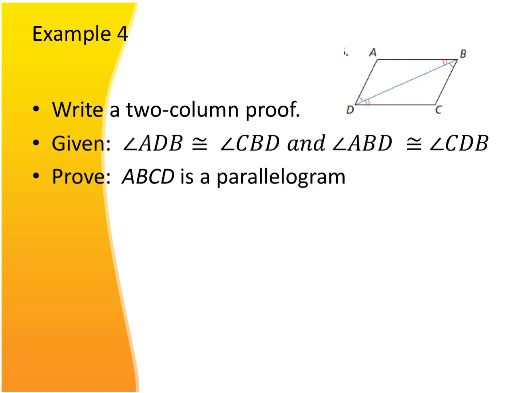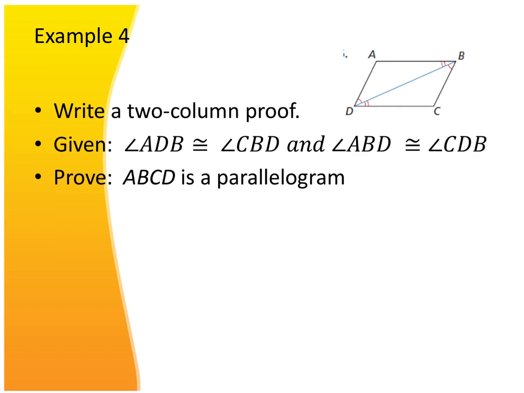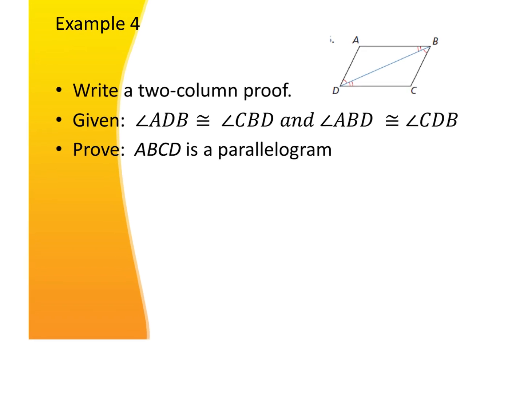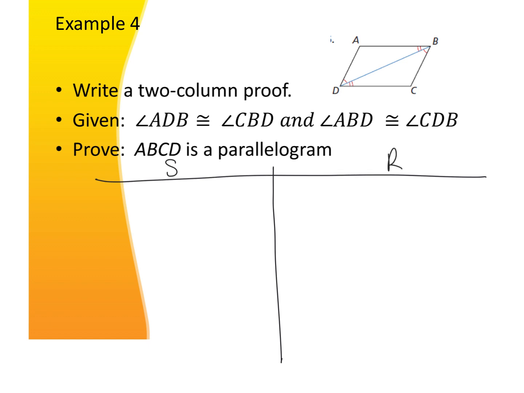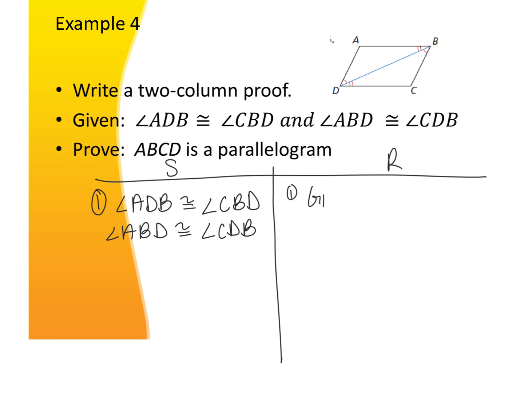Okay. Last slide. Proof. This one only has 3, so bear with me. 3 and then that's it. Draw your 2-column proof. Statements, reasons. The first one is what? Always given. Angle ADB is congruent to angle CBD, and angle ABD is congruent to angle CDB, and that's given.